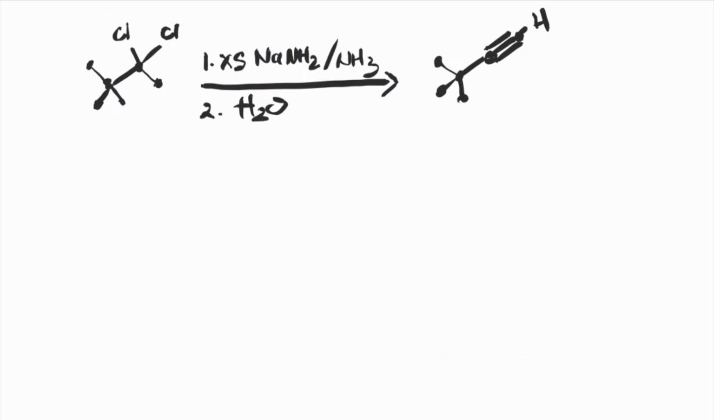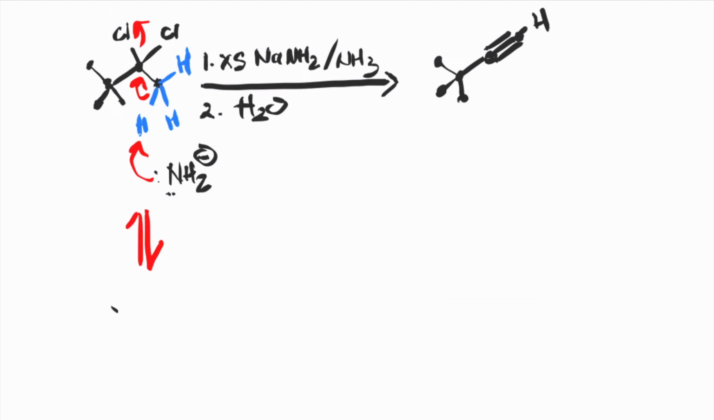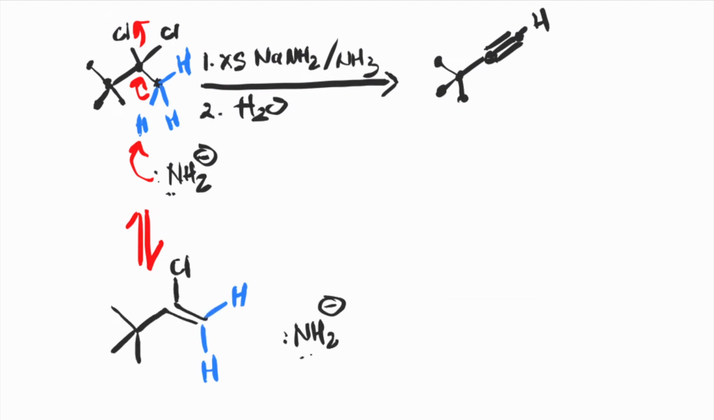Now let's draw the mechanism. So remember there were hydrogens here, so let's draw in the hydrogen. And the base is this amide. It's going to do an elimination step, deprotonating that hydrogen, forming a double bond and kicking out one halogen. Okay, and this happens a second time in the second elimination step.